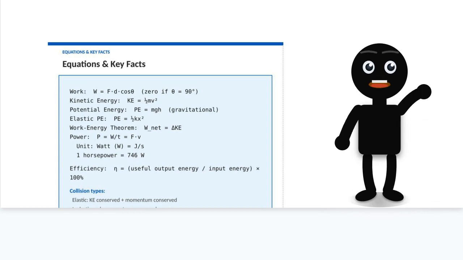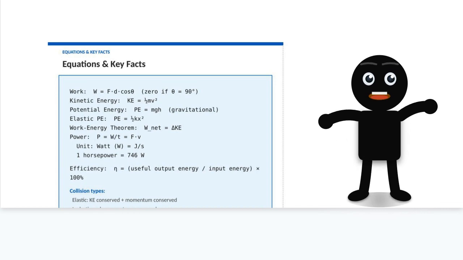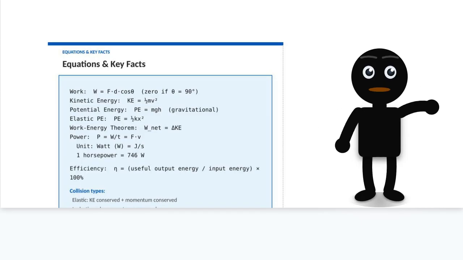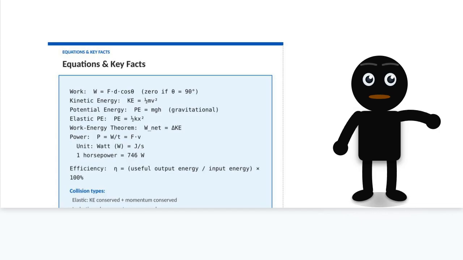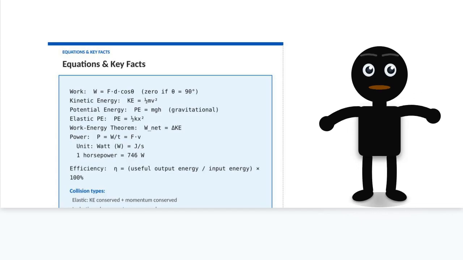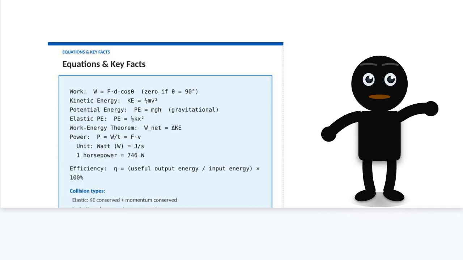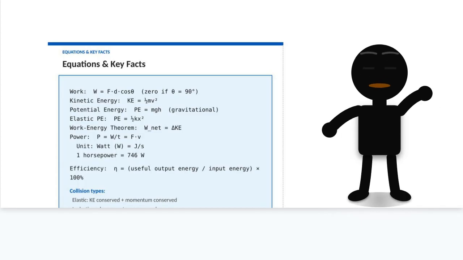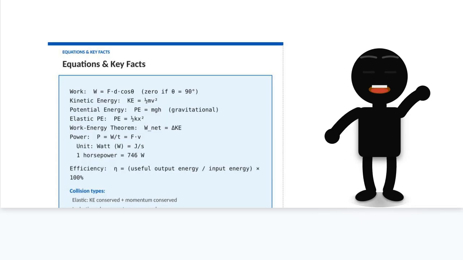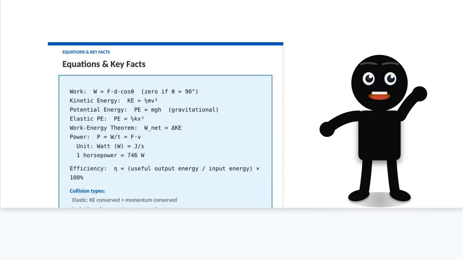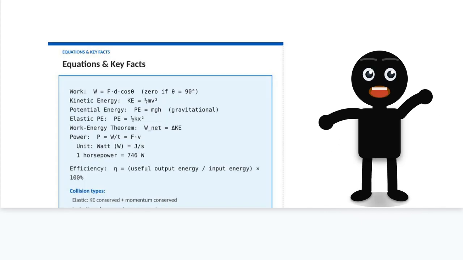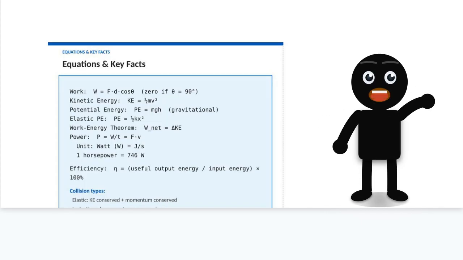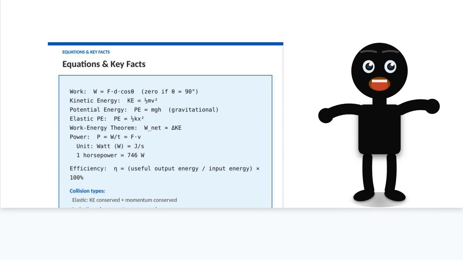Power is the rate of doing work, joules per second, which we call watts. The formula P equals F times V is especially useful for vehicle engine problems. Efficiency, expressed as a percentage, tells you what fraction of input energy becomes useful output energy. For collisions, elastic collisions conserve both kinetic energy and momentum, inelastic collisions conserve only momentum, with kinetic energy lost to heat, sound, and deformation. The perfectly inelastic collision, where objects stick together, loses the most kinetic energy.